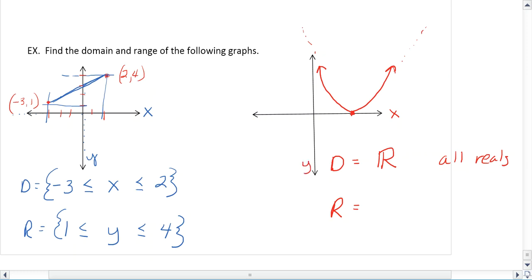Range, however, when we shift our focus to the y-axis and we look up and down, this parabola does not exist down here in the negative. And right here at 0, we see this closed circle, or it's touching the x-axis. It starts to exist, and of course it goes on forever in this positive direction. So the range would be the set of all y values such that y is greater than or equal to 0.